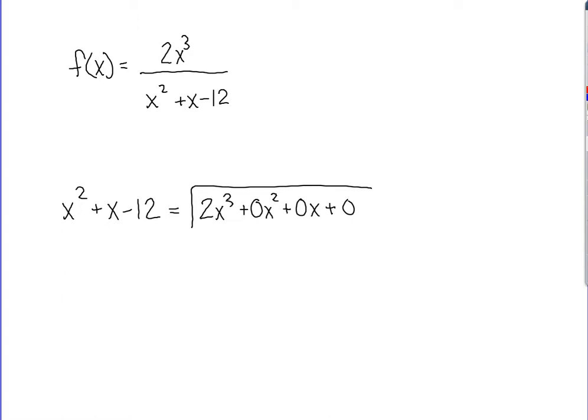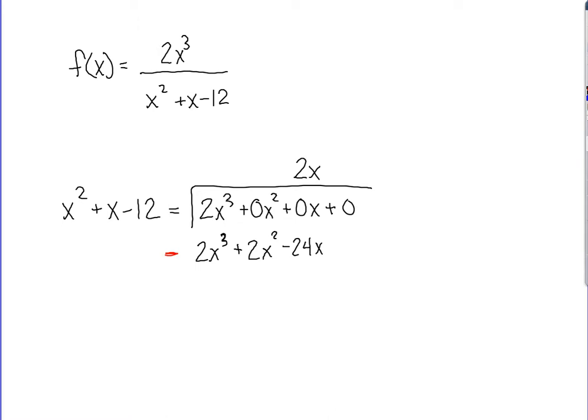Now we need to see what I need to multiply x squared by to make it look like 2x cubed. We need to multiply by a 2 to get the number out front to be correct. We're at x squared, we need x cubed, so we need one more x. So we're going to multiply by 2x. Remember, you're going to multiply that 2x by each piece out in front. So 2x times x squared gives us 2x cubed. 2x times x is going to give us 2x squared. And 2x times negative 12 gives us a negative 24x.